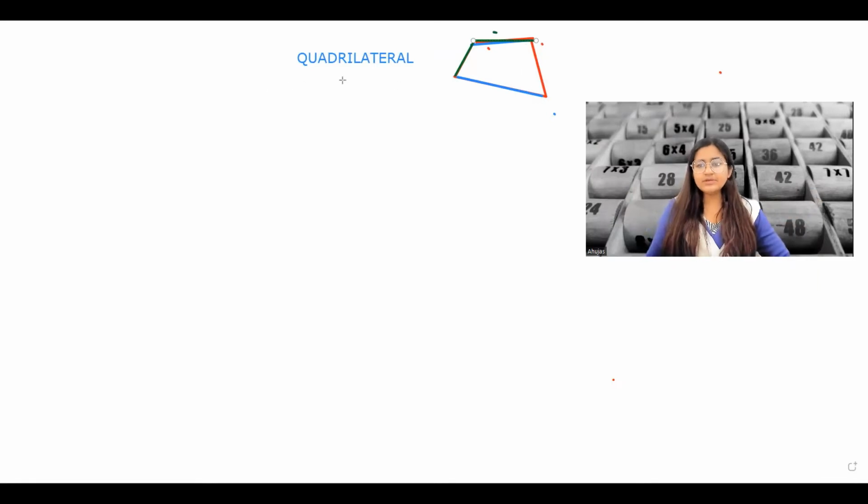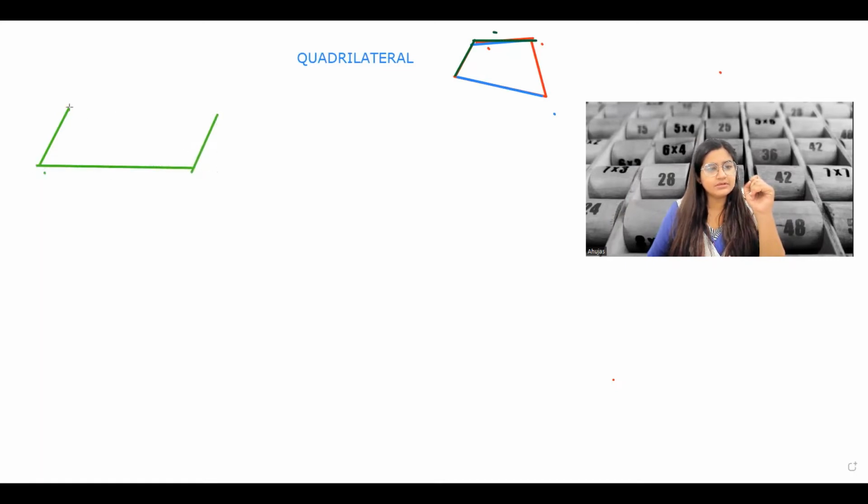Now we are going to study the types of quadrilaterals. How many types of quadrilaterals are there? Let's see the first type. The same quadrilateral I will make, but I will make a few changes in it. I will make its opposite sides parallel. This side is parallel to this one, all right? And this side will be parallel to this one. I made them parallel.